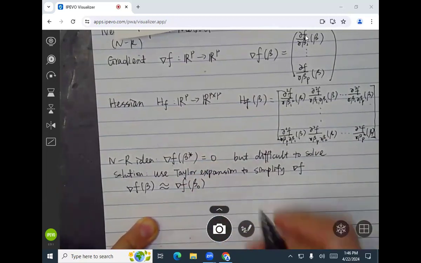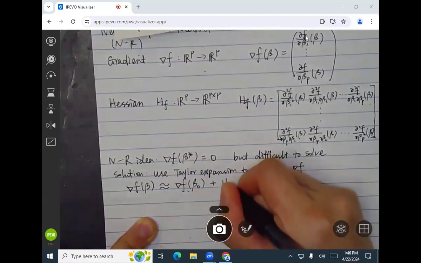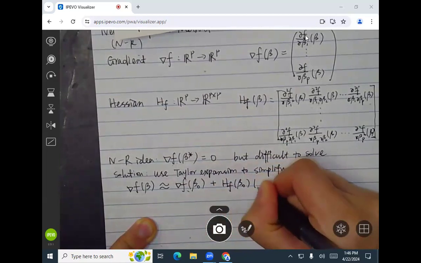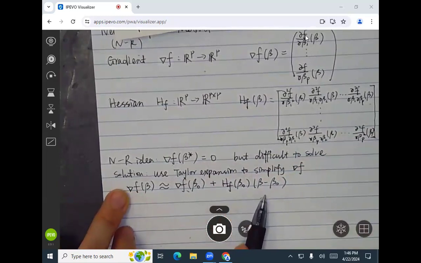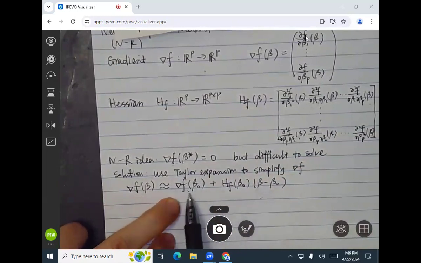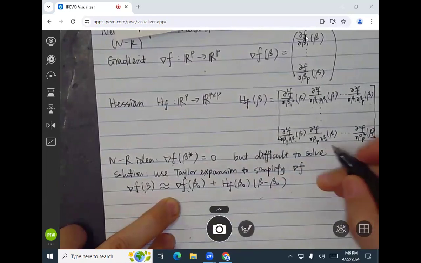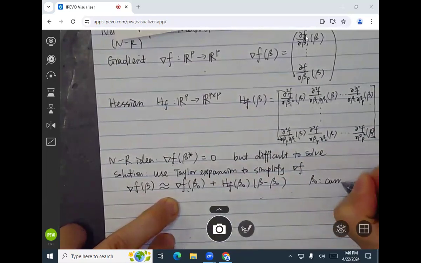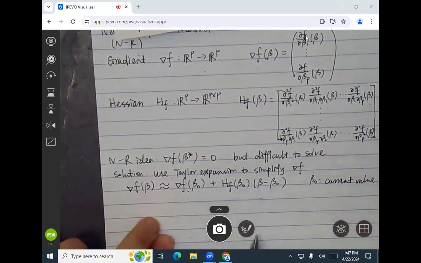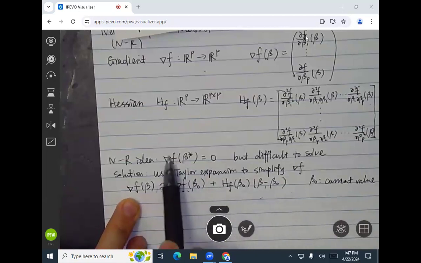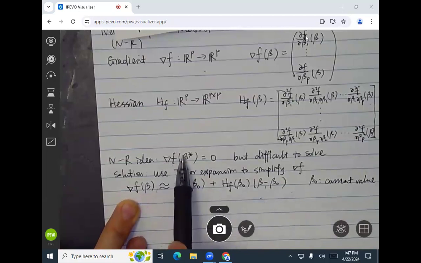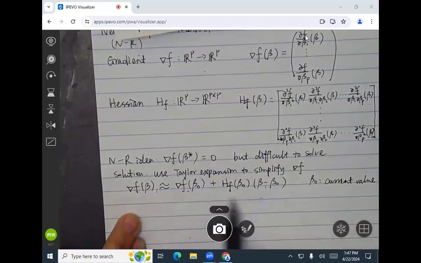So when we expand at beta 0, it's actually Hessian f at beta 0 times beta minus beta 0. This is just a multivariate version of Taylor expansion. So we're expressing gradient f at beta by simplifying it in this approximate way. So beta 0 is the current value we are looking at, and we're hoping to find a better value. And with this approximation, because we said the actual form of this gradient f is difficult to solve, how about we use this approximate form?